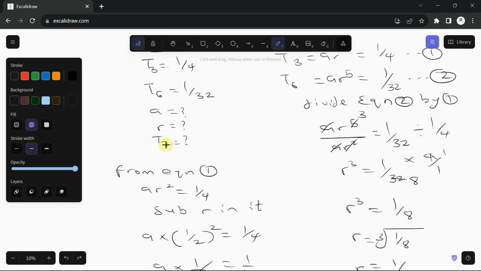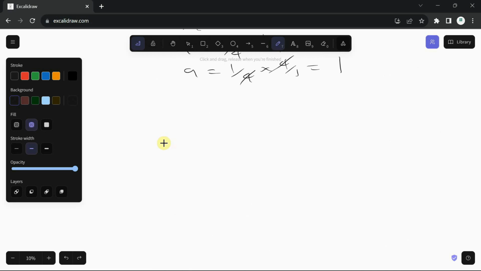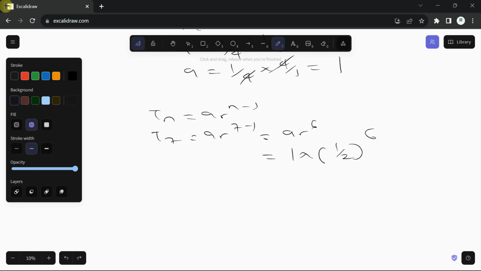The last thing I want to find is our 7th term, which is T7. So I know that from the general equation, Tn is equal to AR^(n-1). Our T7 will be equal to what? AR^(7-1), which is AR^6, right? We know our A, we know our R. So substituting, that will be 1 times 1/2 raised to the power of 6. 1 to the power of 6 is 1, 2 to the power of 5 is 32, so 32 times 2 would be 64. So 1 times 1/64 is 1/64.